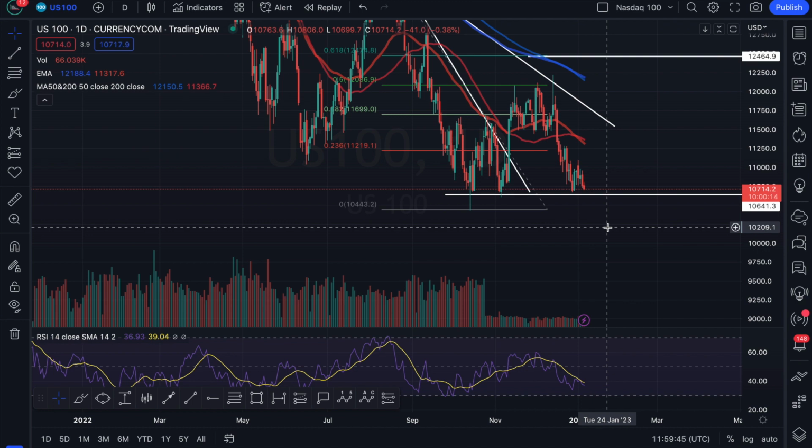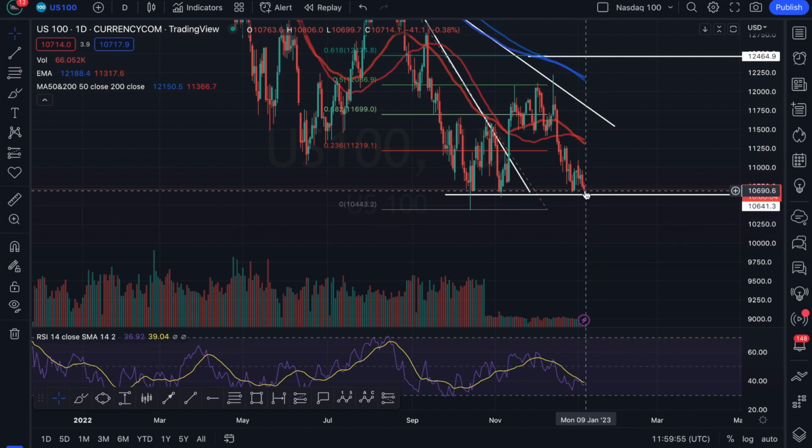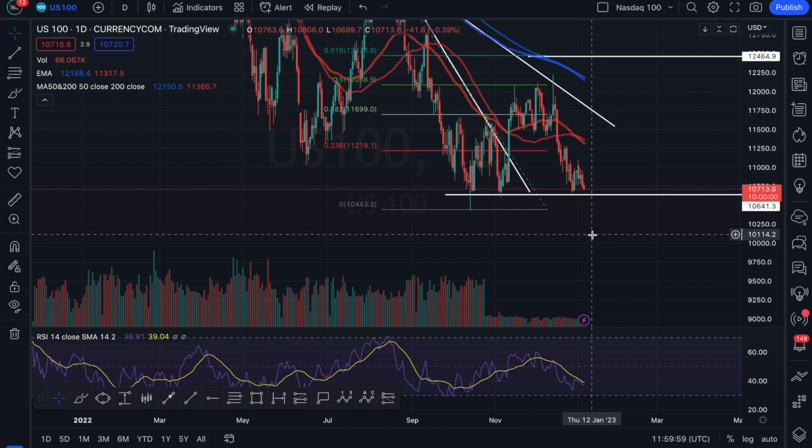I have no interest in buying it here, especially ahead of the earnings season, where I believe most of the guidance for many tech names is going to be very doom and gloomy. So I would be a short-term seller here, but I wouldn't have take profit too low. I think 10,000 is pretty much as low as we could go, because stocks are still very, very cheap.